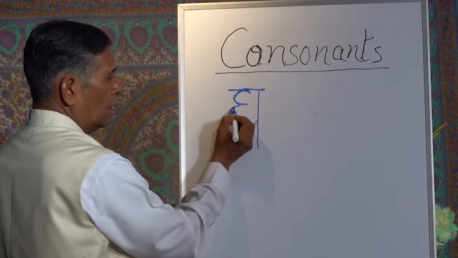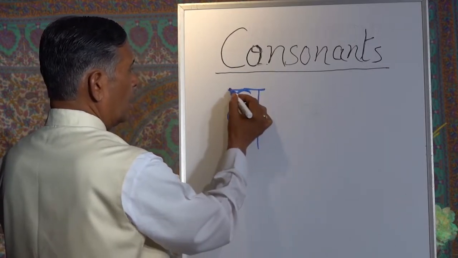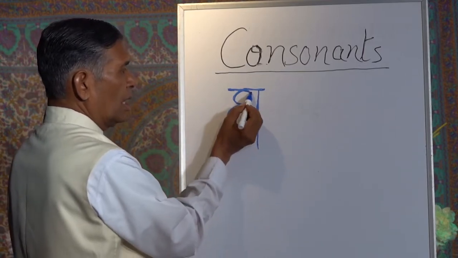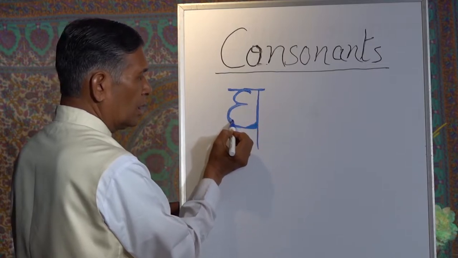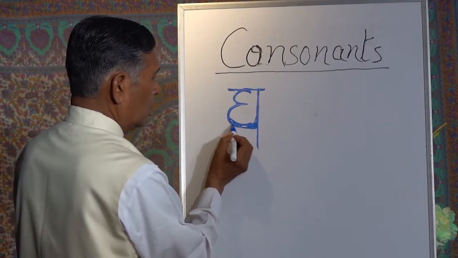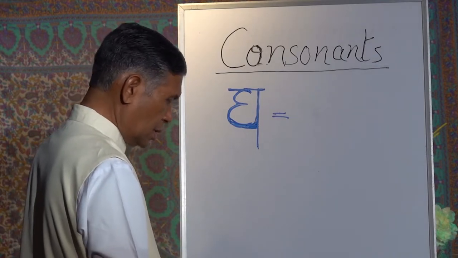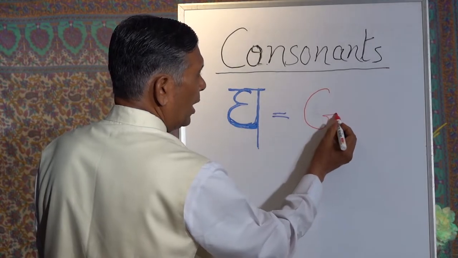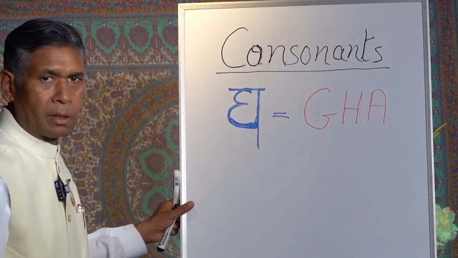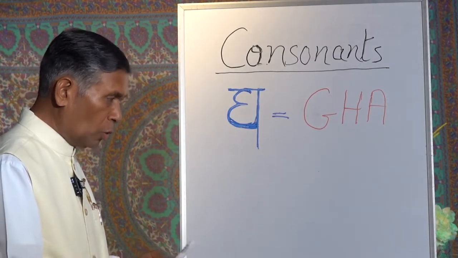Next is this one. Here to here, here to here. Okay? You can understand how to write it like a three, but opposite. Opposite like three, put here to here, here to here. And after that, go up and come down. This is G, H, gha. Gh for Ghar, house, home.